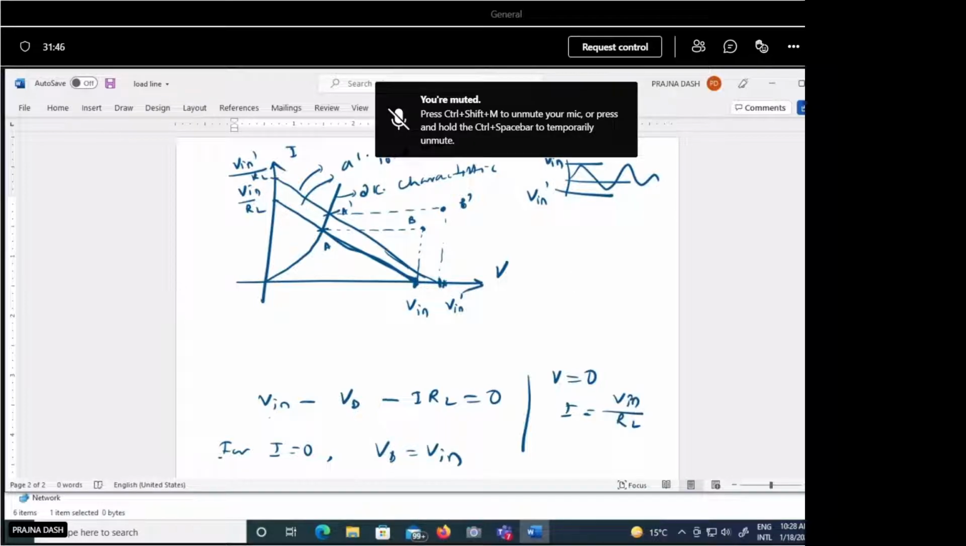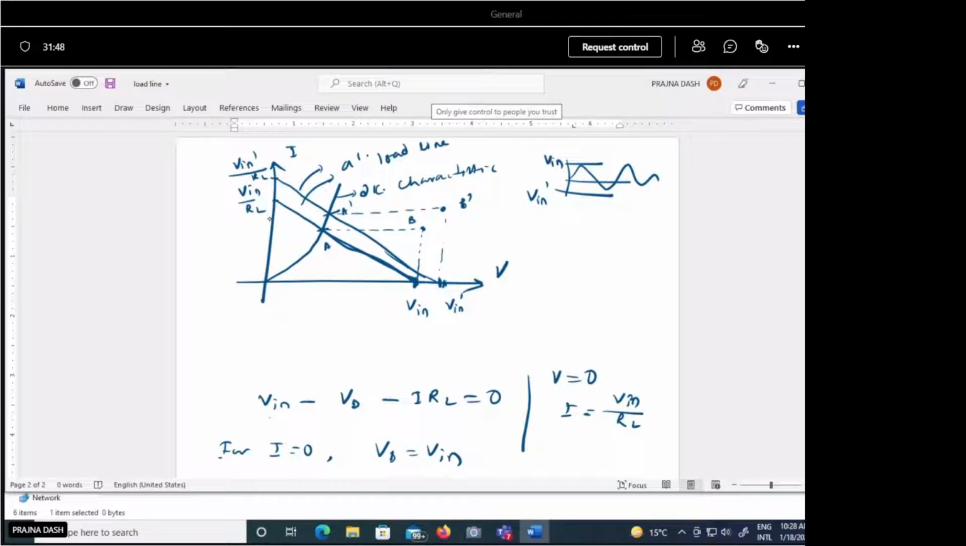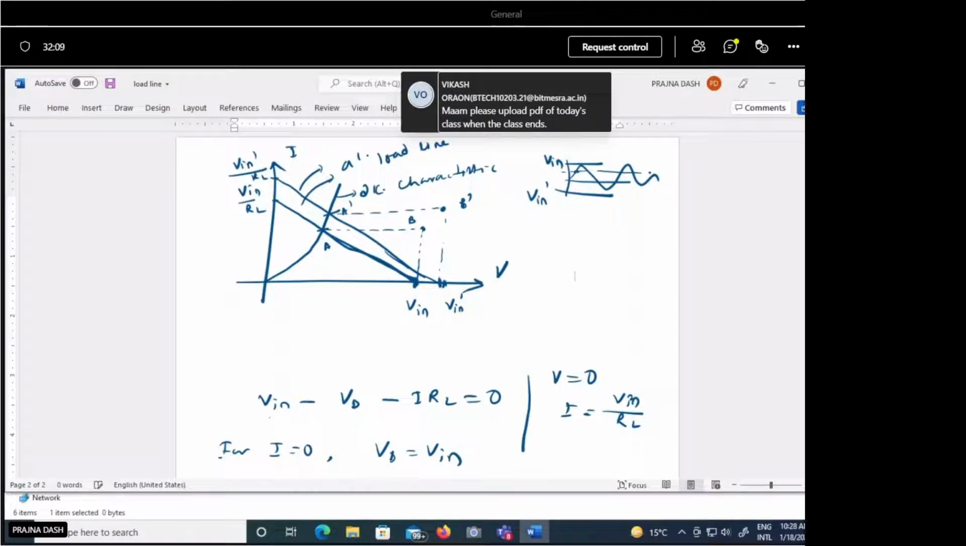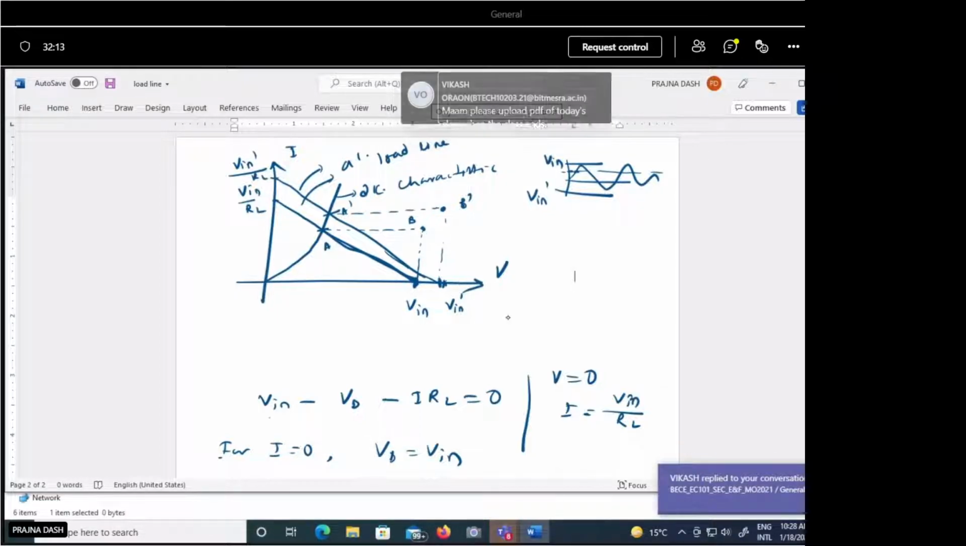Applied voltage VD is equal to V in, so here the current will be V in by RL. In this case, it will be V in dash by RL. So we are getting two points, instead of a fixed point, a variable point. For a variable point, we will have different load lines. Because the voltage is alternating, at another voltage the value may be different, so any other load line can also be obtained.